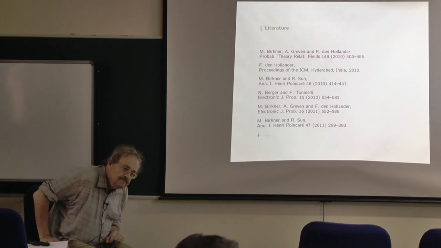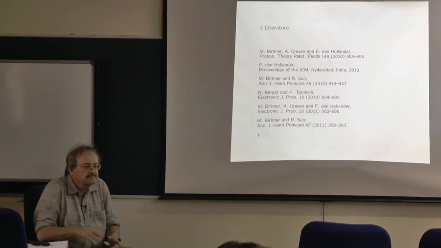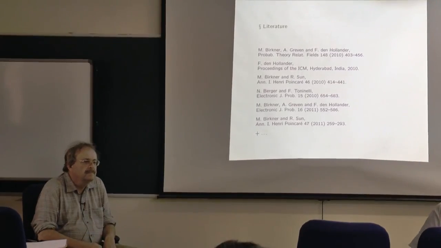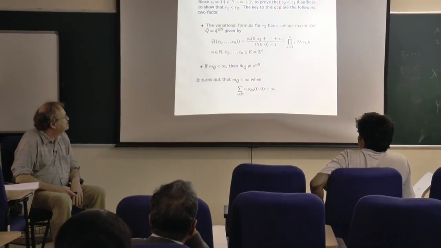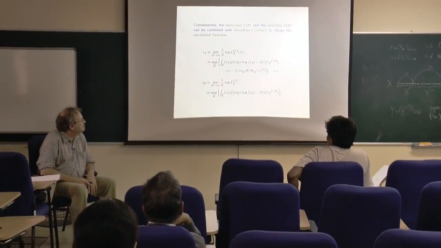When you prove that R2 is greater than R1, you said it's enough to look at R1 just for Q bar. Even though it was a supremum, why only at Q bar?